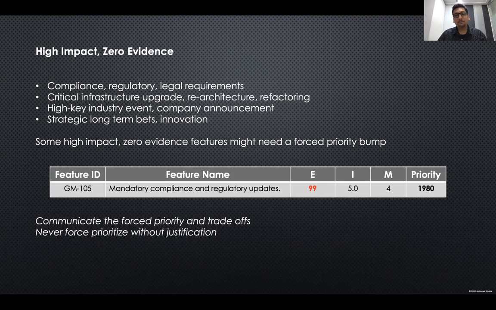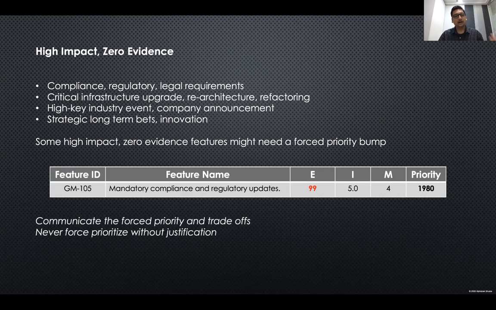Now, just bumping the priority is not sufficient. Make sure that you communicate the forced priority and the trade-offs. So if you have to communicate to the leadership that, hey, you know what, I need to build this feature, and why I need to build this feature is because if I don't do it in the next 3 months, we will be non-compliant to these regulatory legalities, and then we will lose some revenue. So that is why I need to build it. And by the way, if I'm pulling this back into the roadmap, these are the trade-offs. These are the items that I will not be able to build.